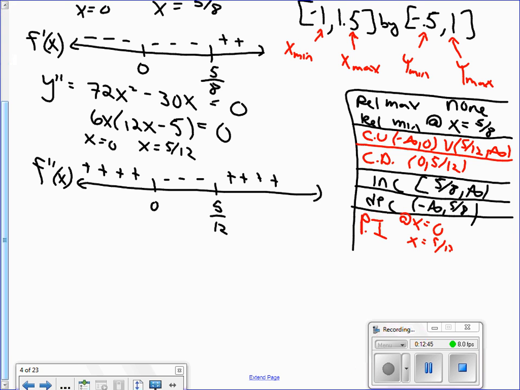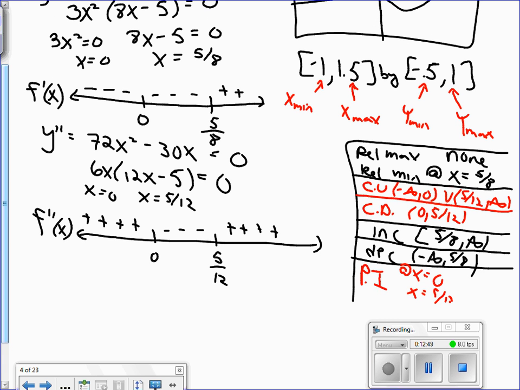Increasing, decreasing, max or min. That's the information you should fill in from the first derivative sign chart. Does that make sense? Then go on and get your second derivative and make a sign chart. And that you fill in concave up, concave down, point of inflection. And just the x coordinates, that's it.